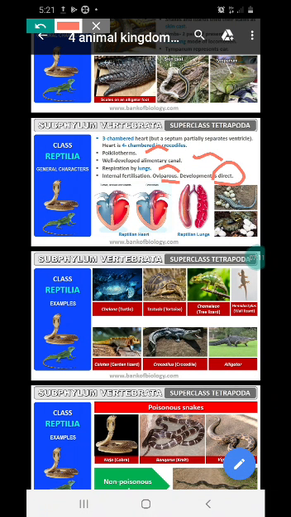But a septum divides it partially. Whereas crocodiles, the only exception is the crocodile. All the other examples have a three-chambered heart, whereas the crocodile has a four-chambered heart. Clear?